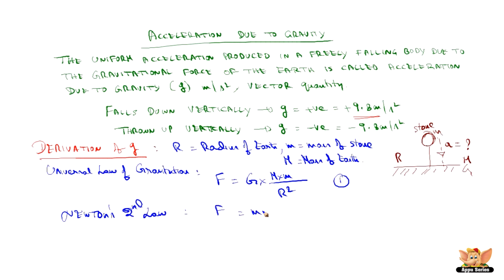force is mass into acceleration. Since we need to find the acceleration, we'll put this as a is equal to F by m. We will call the first equation 1 and this one 2. So putting 1 in 2, we get a is equal to G into the product of masses by the square of the radius, into 1 by m. So m gets cancelled and we get G into capital M by r square.